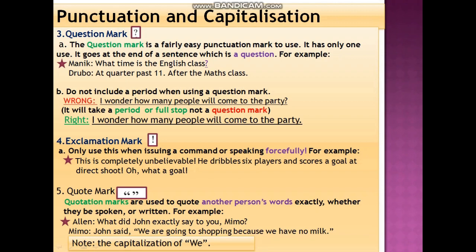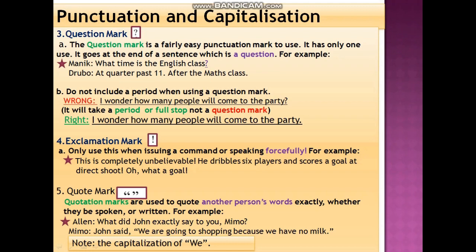Quotation marks are used to quote another person's words exactly, whether they be spoken or written. For example, Ellen: what did John exactly say to you, Mimo? Mimo: John said, "We are going to shopping because we have no milk." Here, "we are going to shopping because we have no milk" is not a sentence by Ellen or Mimo. It's a sentence which has been told by John and Mimo has quoted it.